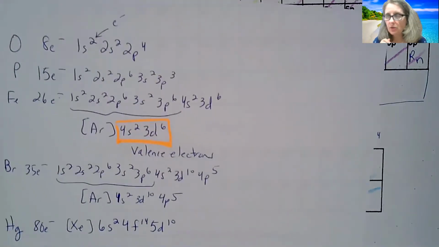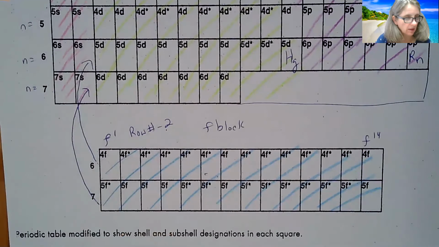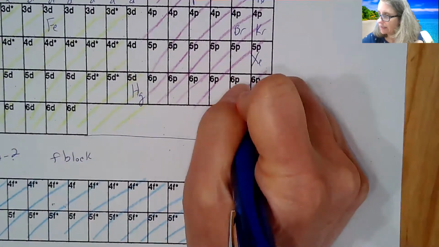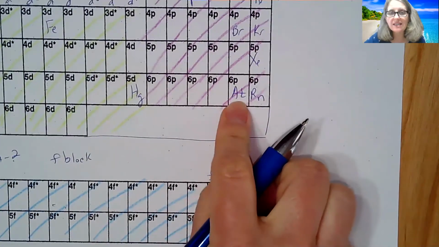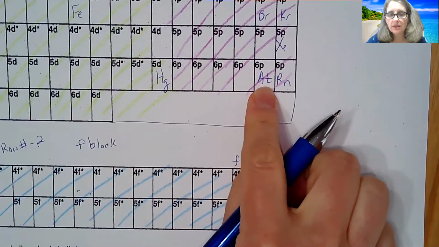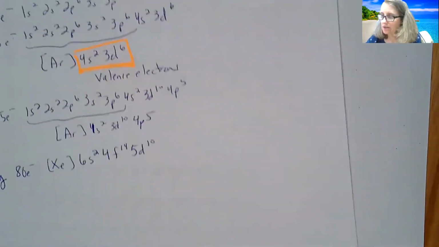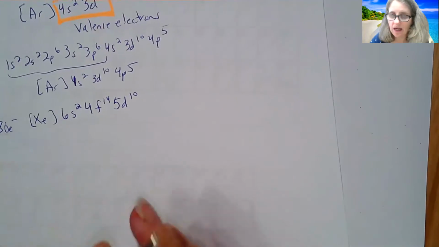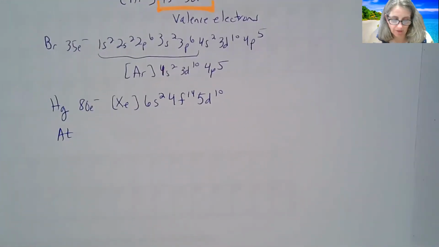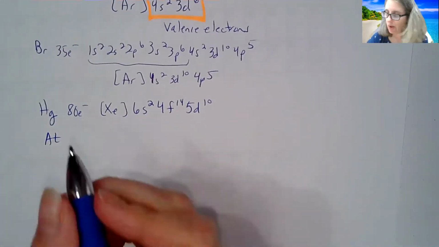So let's do one more, and then we'll move on to ions. So astatine is At. So again, pause the video and see if you could write the electron configuration of that, and I am going to do the noble gas configuration. So pause the video.